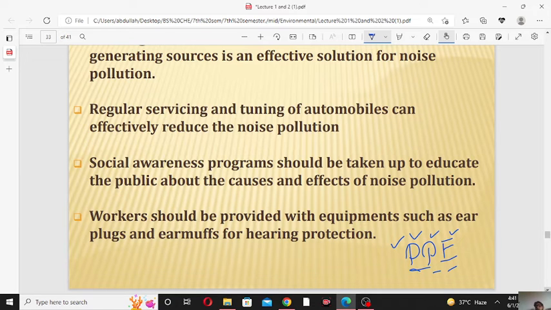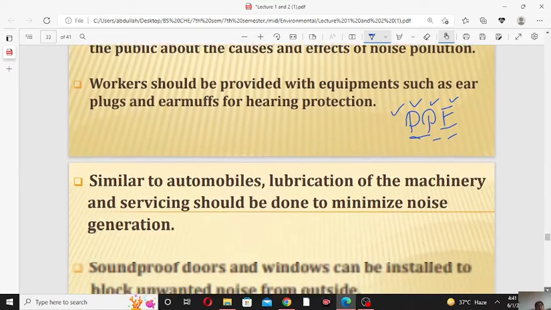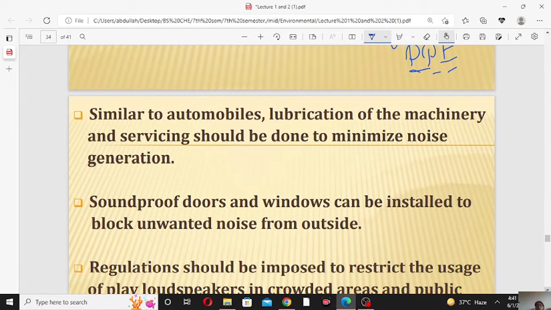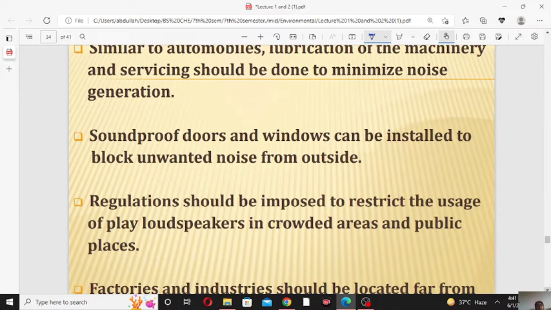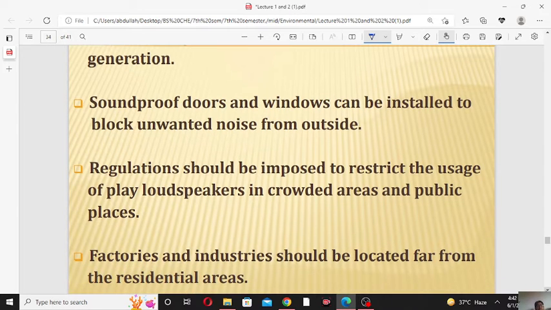Personal protective equipment should be given to workers when they are working in industry and other processes. Similar to automobiles, lubrication of machinery and servicing should be done to minimize noise generation. So various lubricants and grease should be applied to machines to reduce noise pollution. Soundproof doors and windows can be installed to block unwanted noise from outside, reducing noise pollution up to some limit.